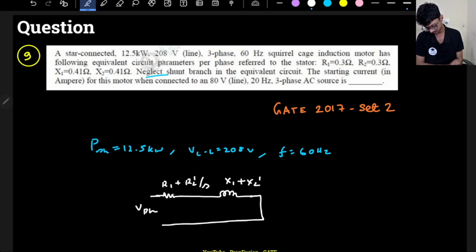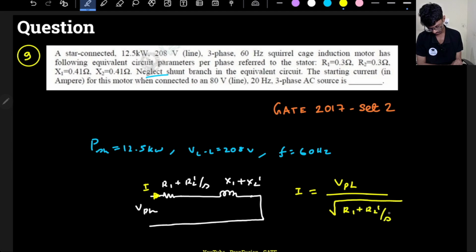So the starting current I will be V phase upon the whole under root of (R1 plus R2 dash) whole square plus (X1 plus X2 dash) whole square.